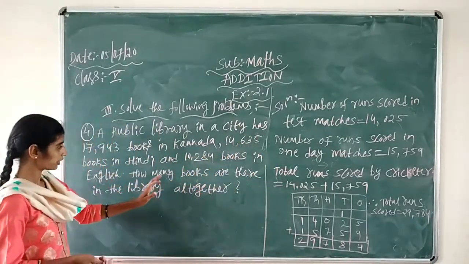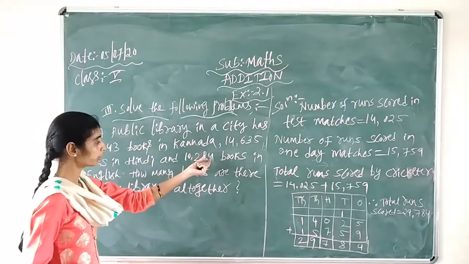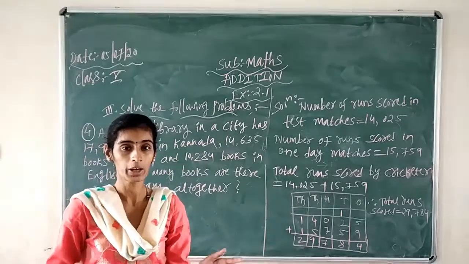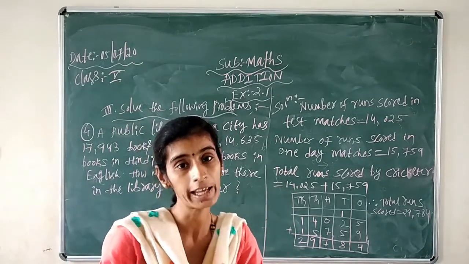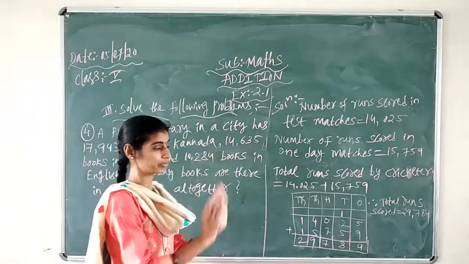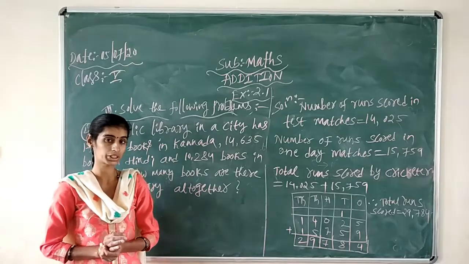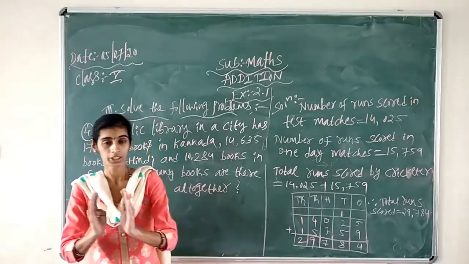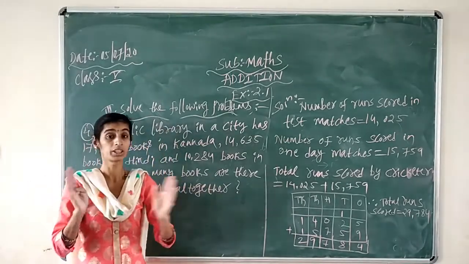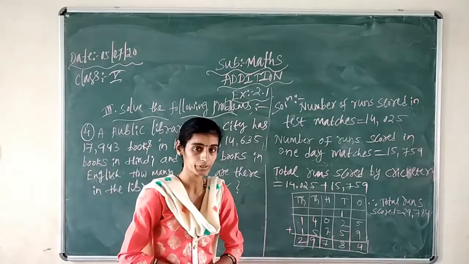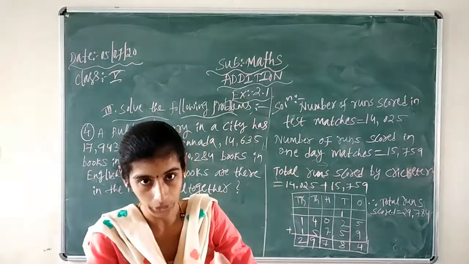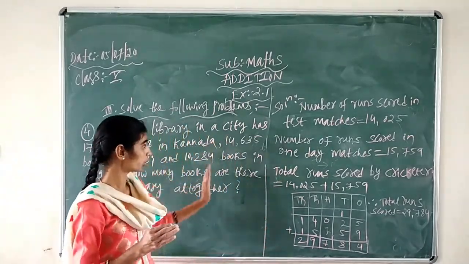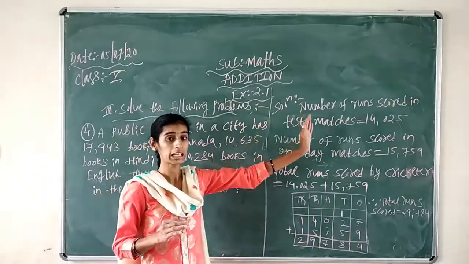And English, 10,028 books. So now we have to find altogether how many books there are in the library. They have given it section wise: Kannada this much, Hindi this much, English this much. Separate calculations they have given. Now you have to make the sum, the total. Then you have to tell the total number of books in the library.